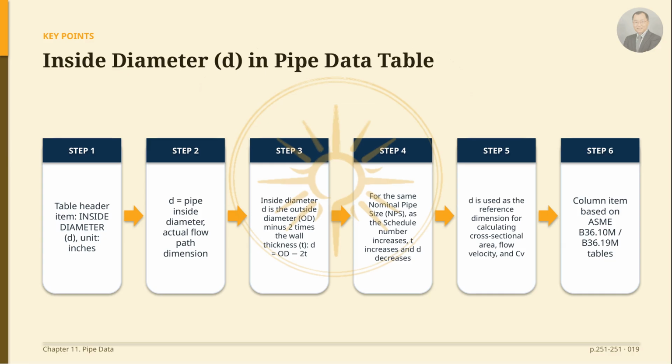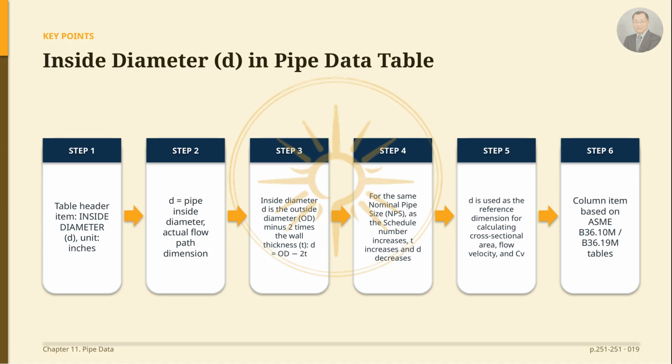Therefore, engineers should first verify the nominal diameter and schedule number of the piping they are designing, find the corresponding d value, and use it as the reference dimension for calculating cross-sectional area, flow velocity, and CV. Since this table is based on the ASME B36.10 and B36.19 standards, I recommend verifying the applicable standard to refer to the correct dimensions.